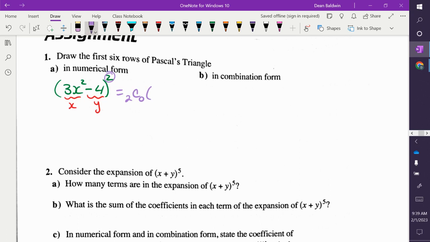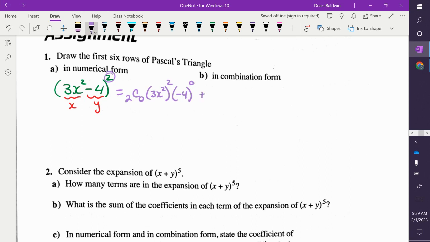The x term is 3x squared. So in brackets, you write 3x squared to the power of 2. And I'll put the y in just for completeness. The y term is -4 to the power of 0. That's going to be 1. But we'll just so we can see everything. So there's your first term.